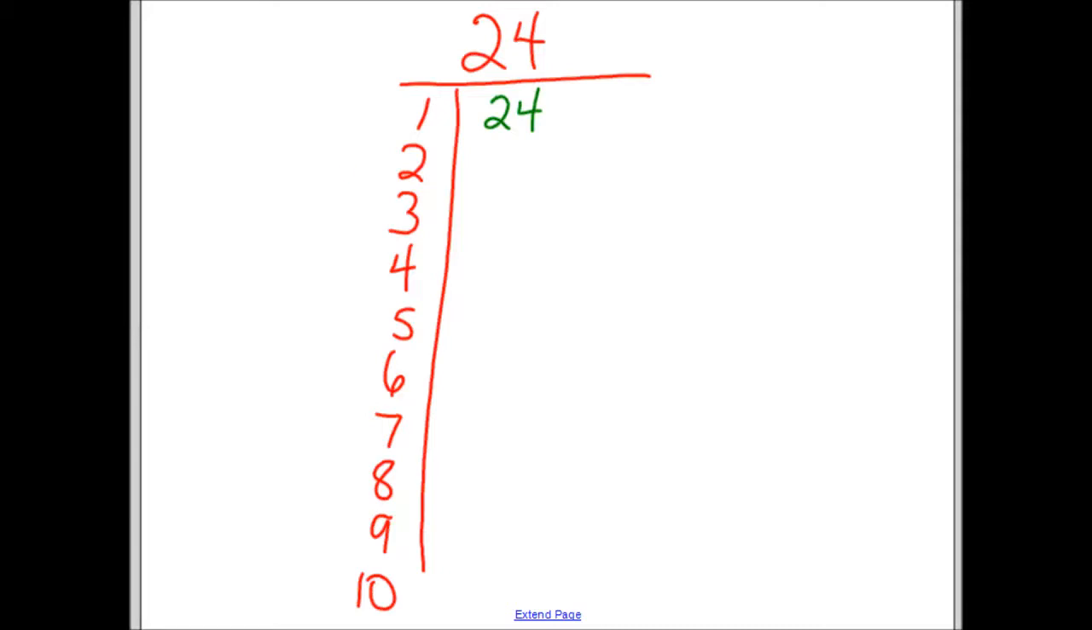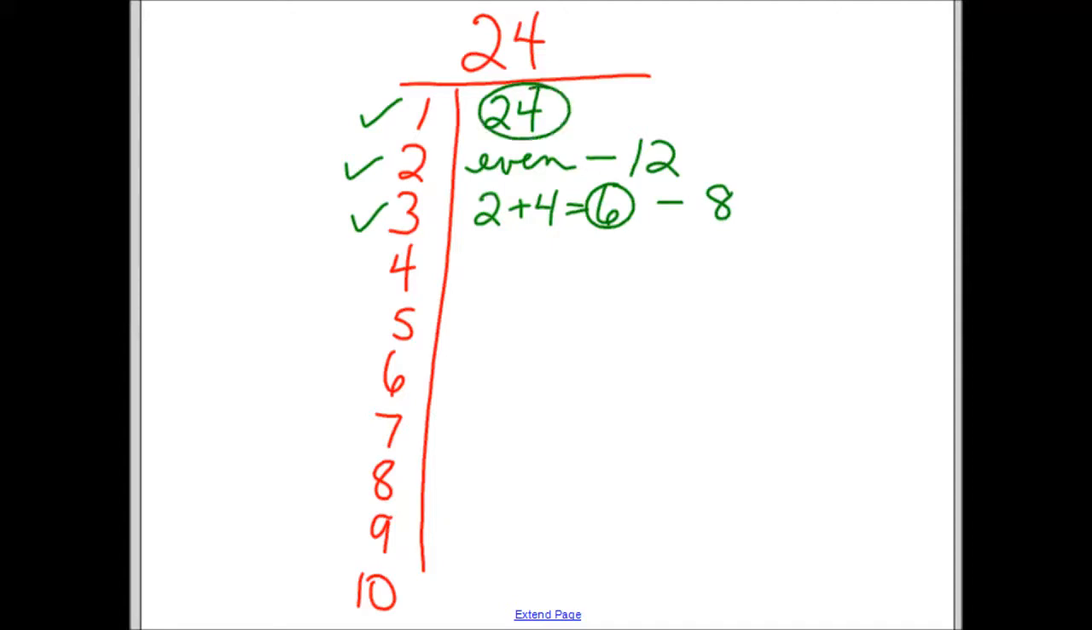2, yes, it is even, and because it is even, I know that 2 is a factor, and I know from my math facts that it's 2 and 12. 3, I'm going to add 2 plus 4 and get 6. 6 can be divided by 3, so 3 is a factor. I also know from my math facts that it's 3 times 8. So far I have 24, 12, and 8.